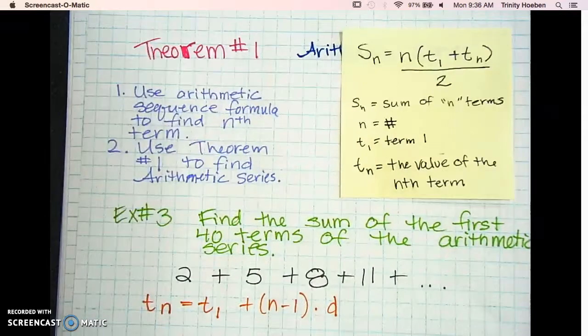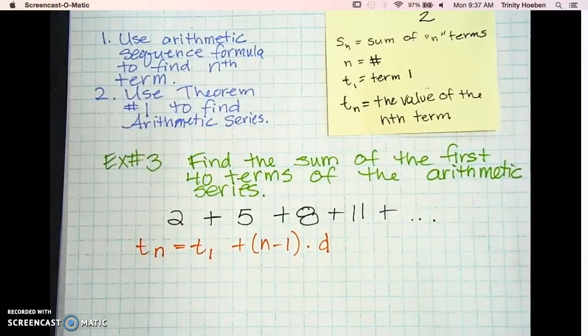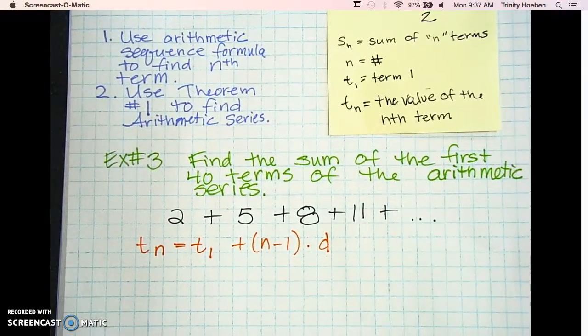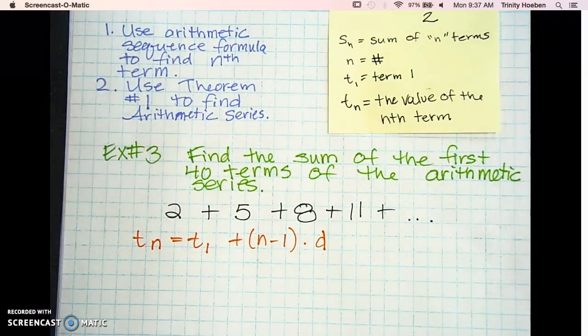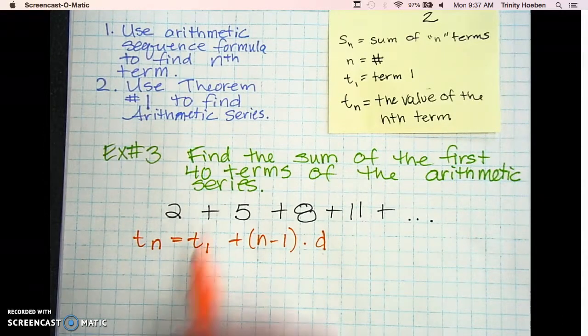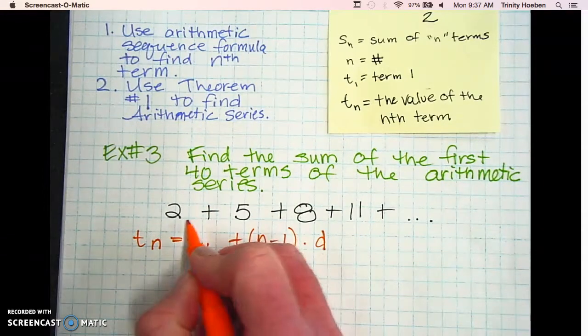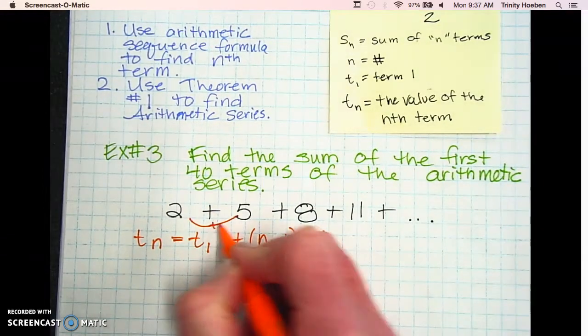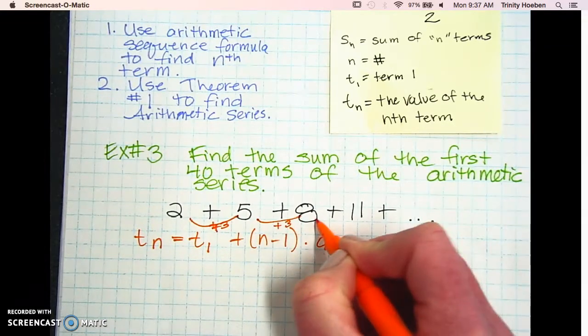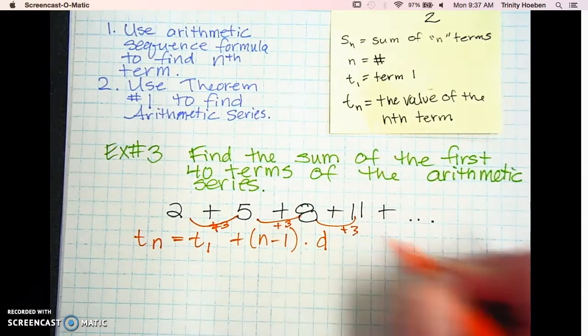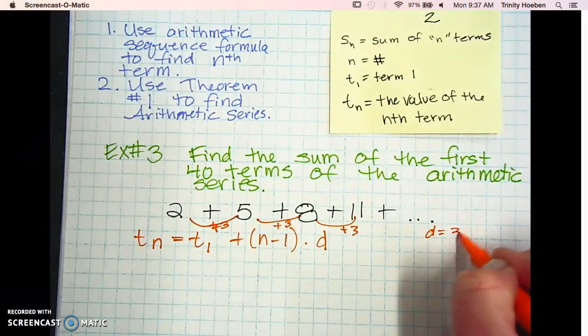Okay? Who remembers how to find the D? Jaden. Right, in this case, each time we're just adding 3, right? So from 2 to 5, we add 3. From 5 to 8, we're adding 3. From 8 to 11, we're adding 3. So that's our D, right?